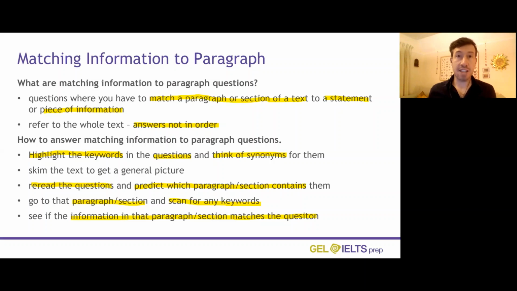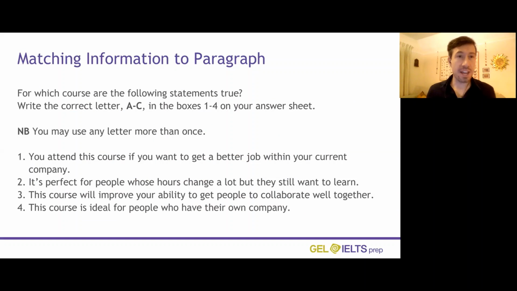And let's take a look at a couple of examples. So here is an example of a matching information to paragraph question. And this is how it would look in the exam. It says, for which course are the following statements true? So that just means you have these statements here, and you're going to match them to a course, which will be a paragraph. And it says, write the correct letter A to C in boxes 1 to 4 on your answer sheet. And here it says, note, you may use any letter more than once.